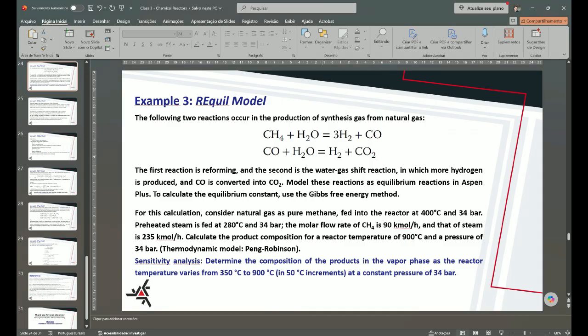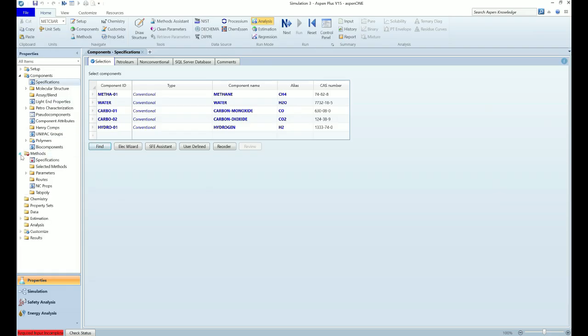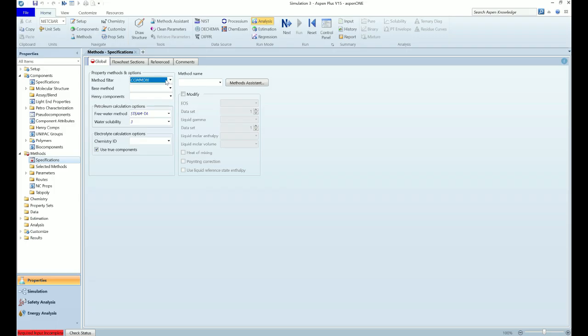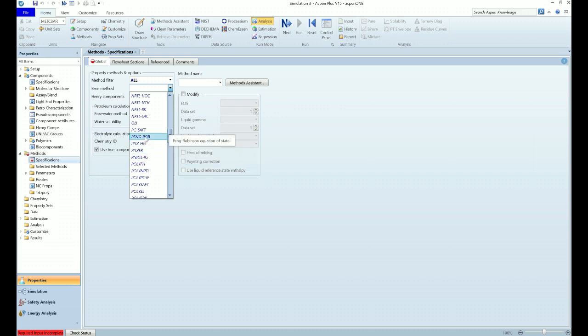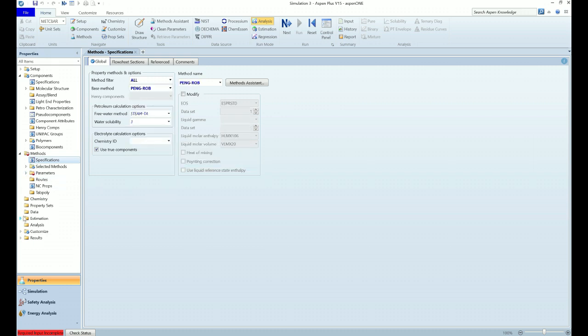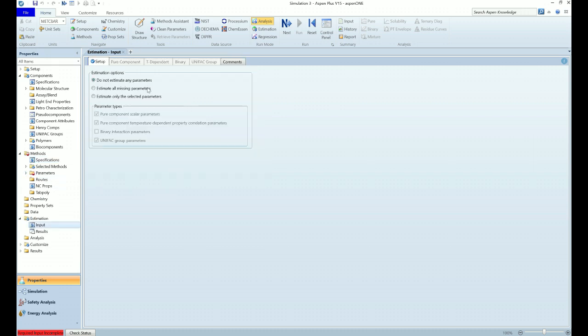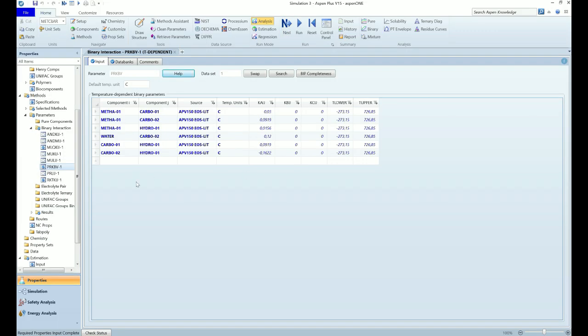So let me check if these are our compounds here. Let's select Maggie Robinson as our method. Okay, let's change the filter for all. Let's find here Maggie Robinson model. I will ask for estimating missing parameters, and let's calculate here the parameters and the binary coefficients for iterations in calculation of properties and equilibrium.